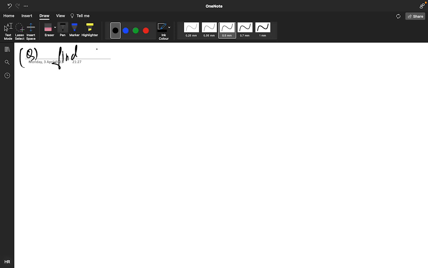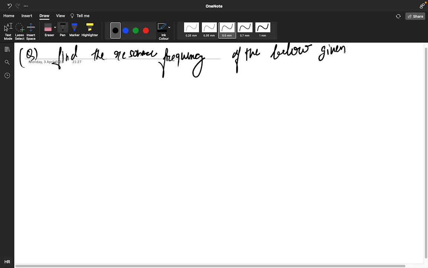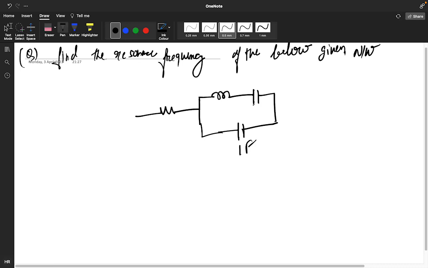So the question is, find the resonance frequency of the given network. So this is your network, this is your R value, this particular is your inductor value, and this is your 1F capacitor. Here you are getting 4 Henry and this is 20 ohm.